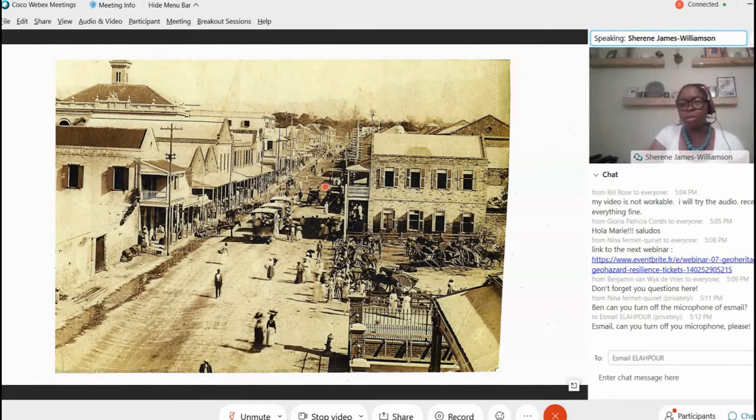So we're looking down King Street, and our view is to the mountains. So we're looking at the foothills of the Blue Mountains, and we're looking directly at the steeple of the St. Andrew of the Kingston Parish Church.